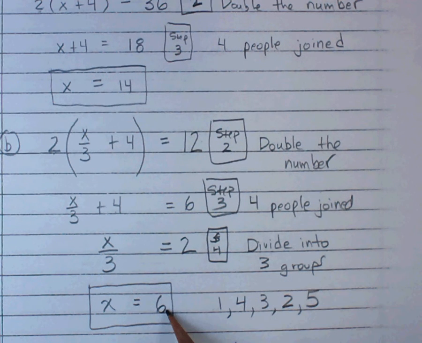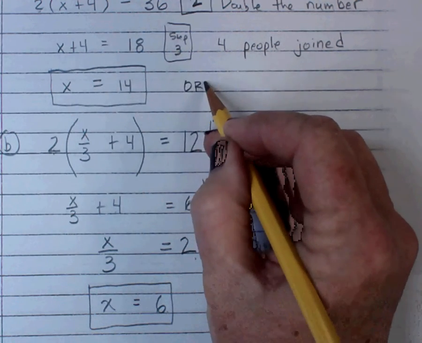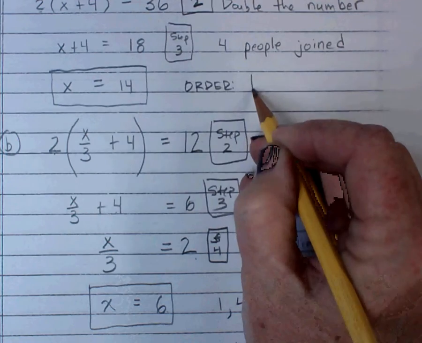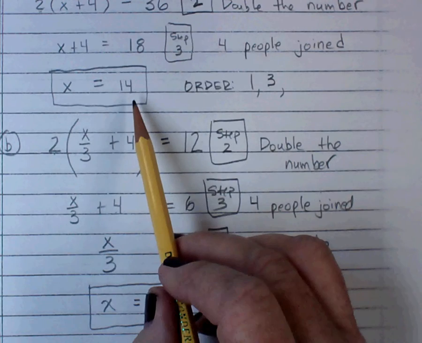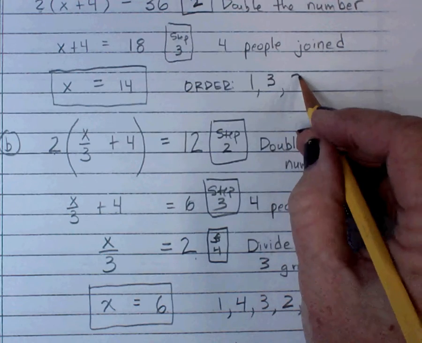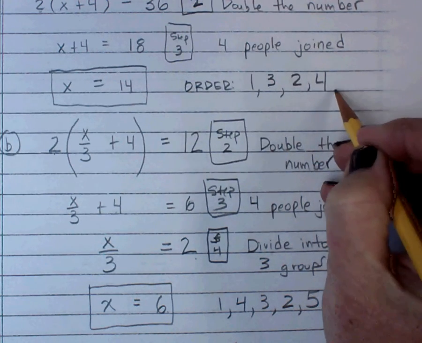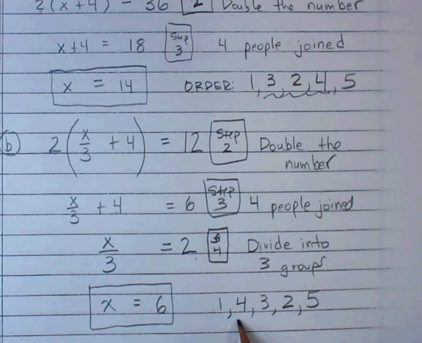Started with 6. Divided into 3 groups gave us 2. 4 people joining gave us 6. Double the number gave us 12. And the order up here on this one, step 1 and then step 3. Step 1 was 14. Step 3 was 4 people joined. Step 2 was double the number. Step 4 was divide into 3 groups. Okay, that's the end of 4.1.